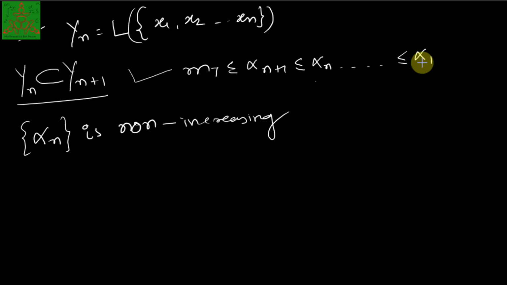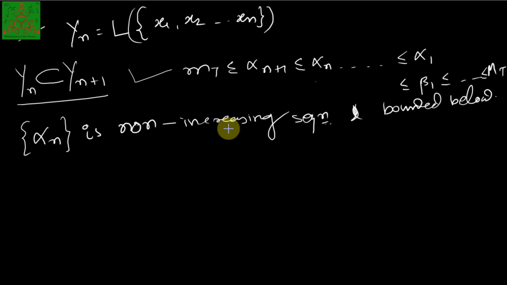This we already have, and then alpha 1 is less than or equal to beta 1, which is less than or equal to capital MT, because by the definition of a supremum and infimum we have this relation. And we can note that this alpha n is a non-increasing sequence which is bounded below. And if a sequence is non-increasing and bounded below, then it must converge. So therefore I can say that alpha n is convergent.